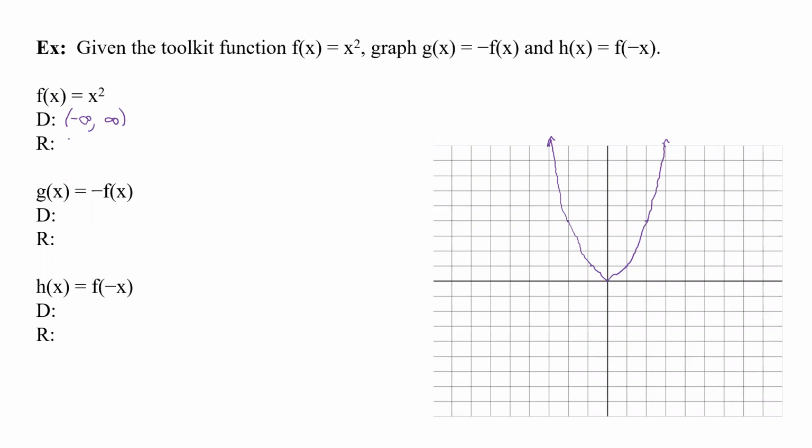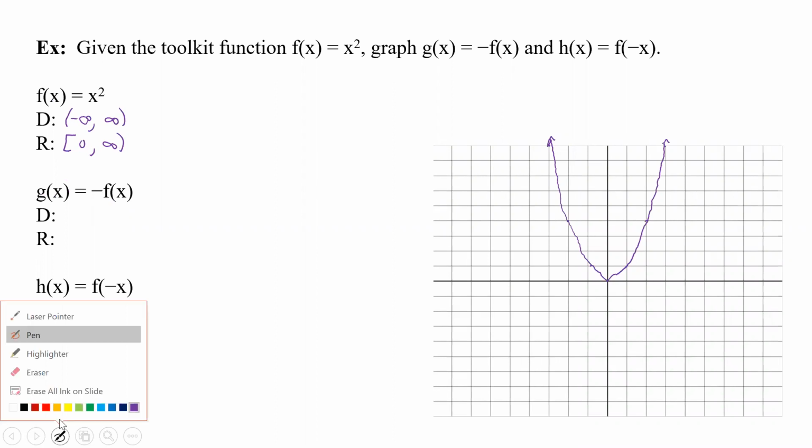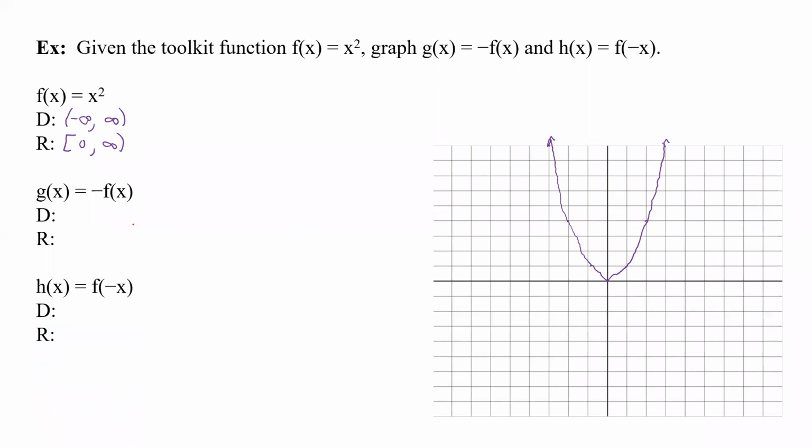And so basically we have our point from 0 up to infinity. Okay, all right, what do we have next? Now we want to find what is g of x equals negative f of x. So let's change to, okay, let's make it red. And so let's say that's the red one.